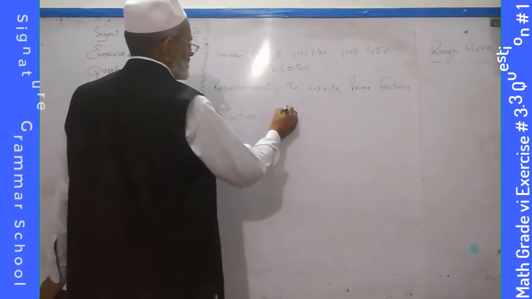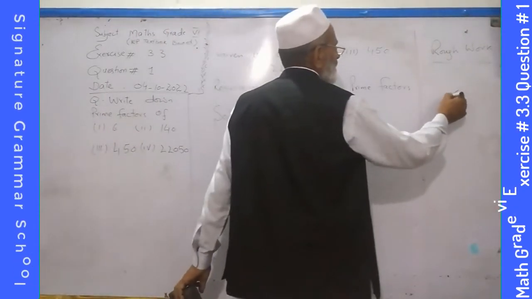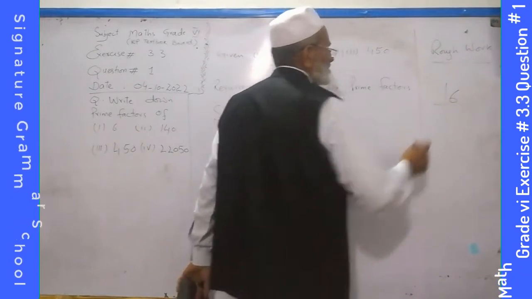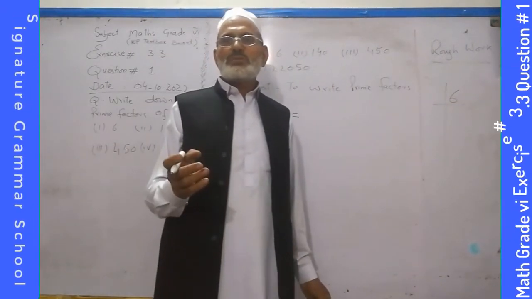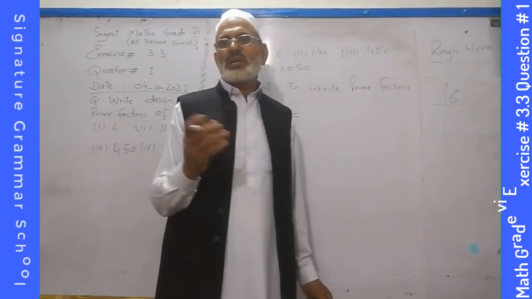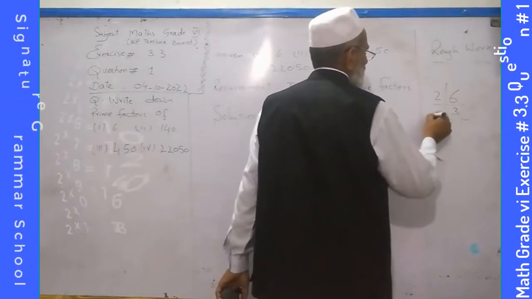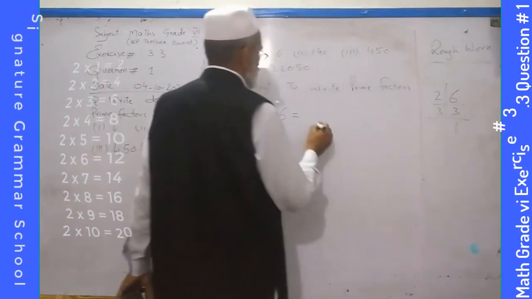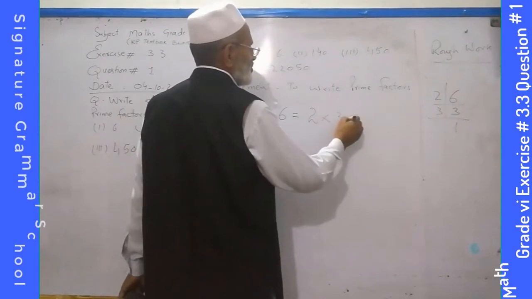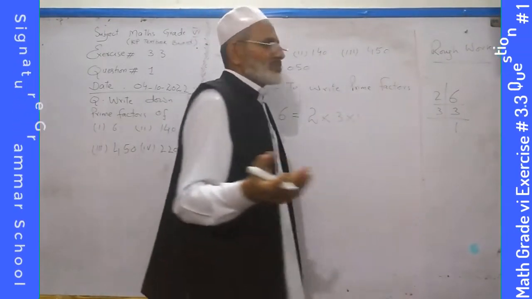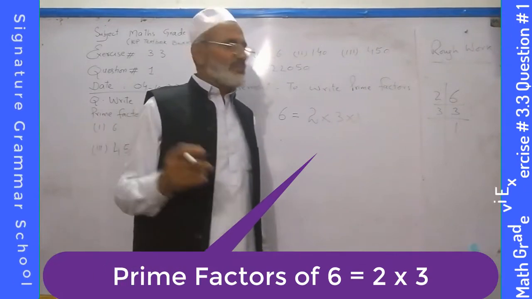There's 6. Now the prime factor of 6 will be like this. I write here 6, I draw 2 lines and I will take the lowest number by which 6 can be divided, that's 2. 2 3s are 6 and 3 1s are 3. Therefore the prime factor of 6 is 2 into 3. You may write 1 or you may not write 1 because it doesn't matter.